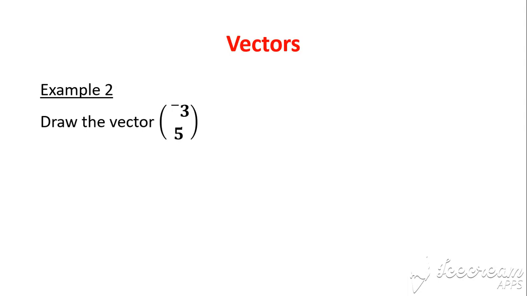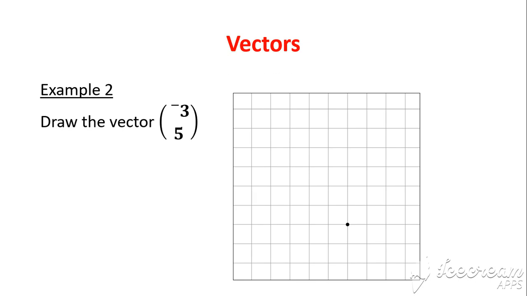All right, here's example 2. Draw in this vector, -3/5. So here's my grid. I'm starting somewhere on my grid. Now the -3 means I have to go to the left 3 squares, right? It's a negative. And then the 5, well, it's not negative, so I've got to go up 5 squares. So here's my start point and there is my finish point. And I'm going to draw in my vector from start to finish with an arrow. There is the vector of -3/5. And that was made up, remember, of going 3 squares to the left and 5 squares up.